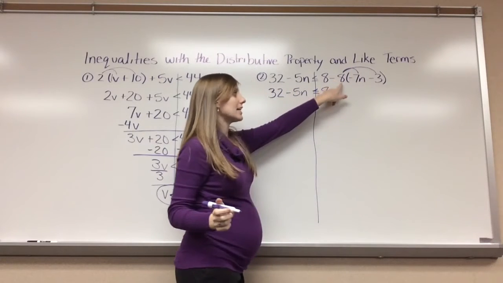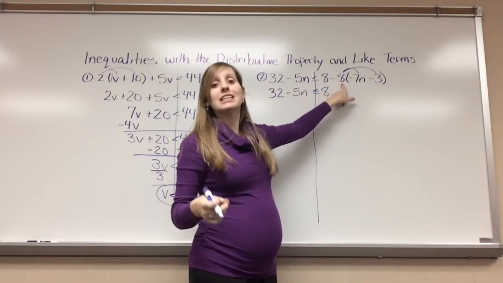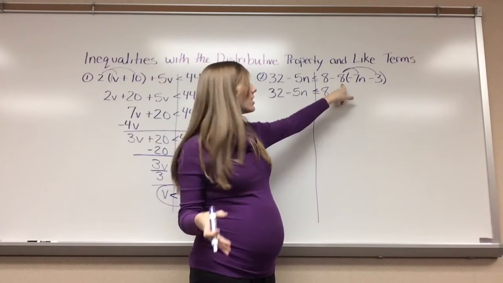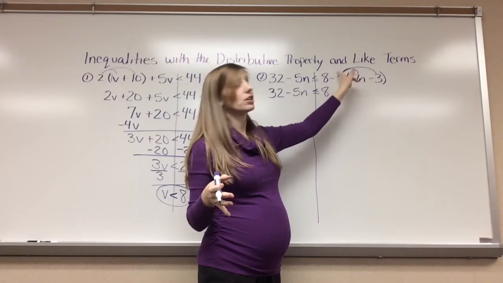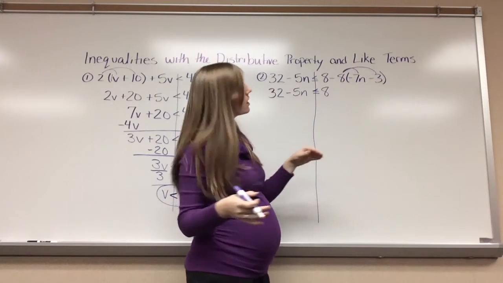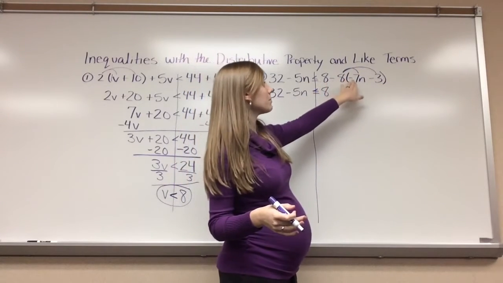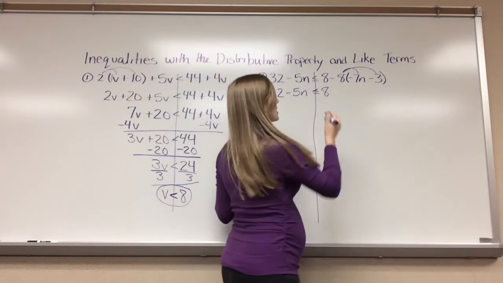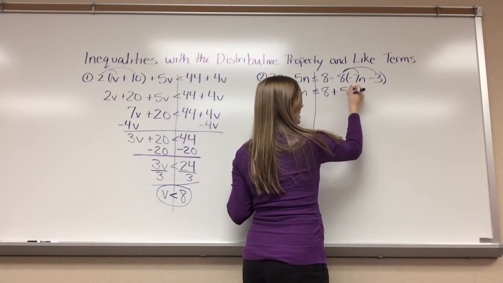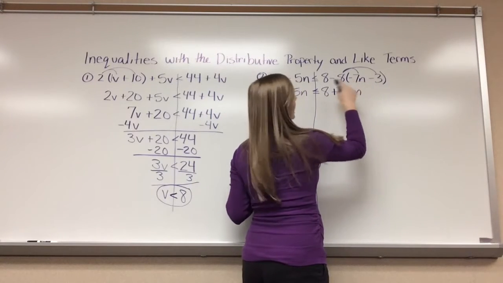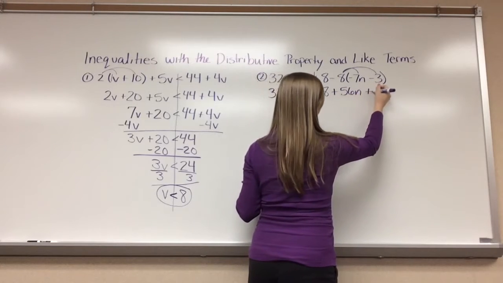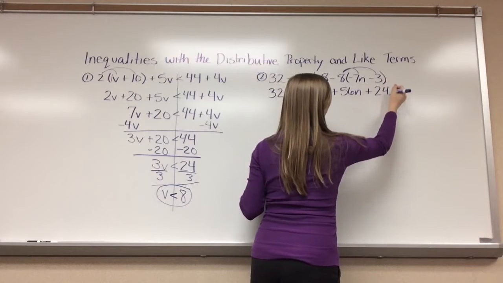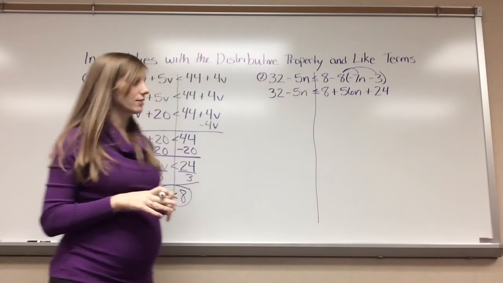Now this is a minus 8, which means I need to multiply by a negative. So I'm going to multiply by negative 8 to both terms inside the parentheses. So I'm going to do negative 8 times negative 7n, which is a positive 56n. And then negative 8 times negative 3 is positive 24. Okay, negative times a negative is a positive.